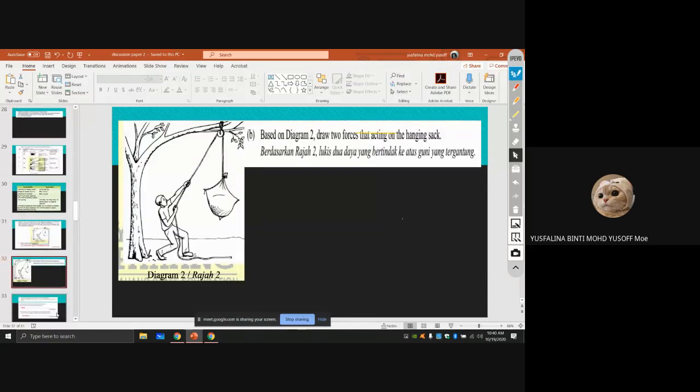The next one, based on diagram 2, draw 2 forces acting on the hanging sack. This one is the tension, and then this is the weight. When you label the weight, make sure it is at the center of the object. You cannot simply put it like this, this is wrong. It must be at the center of the object, going downward, and you label it W. So these are the two forces acting on the object.